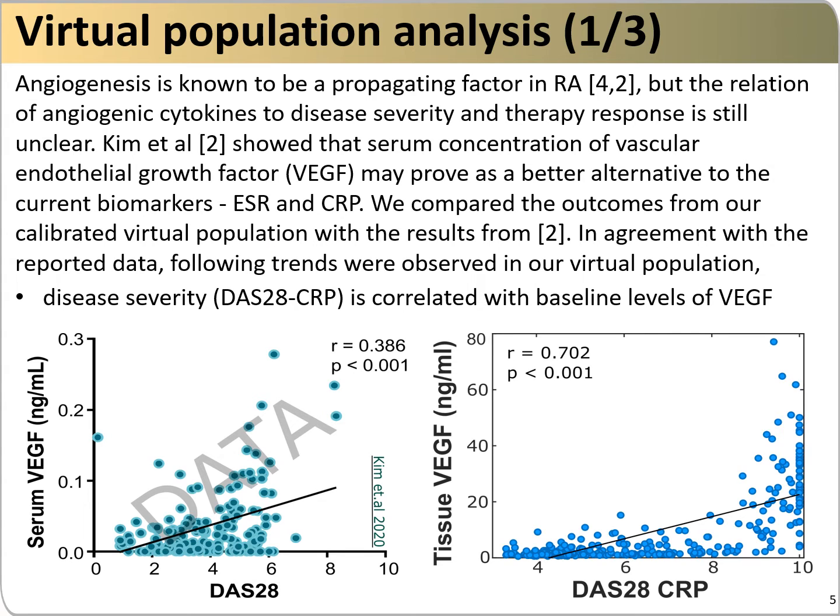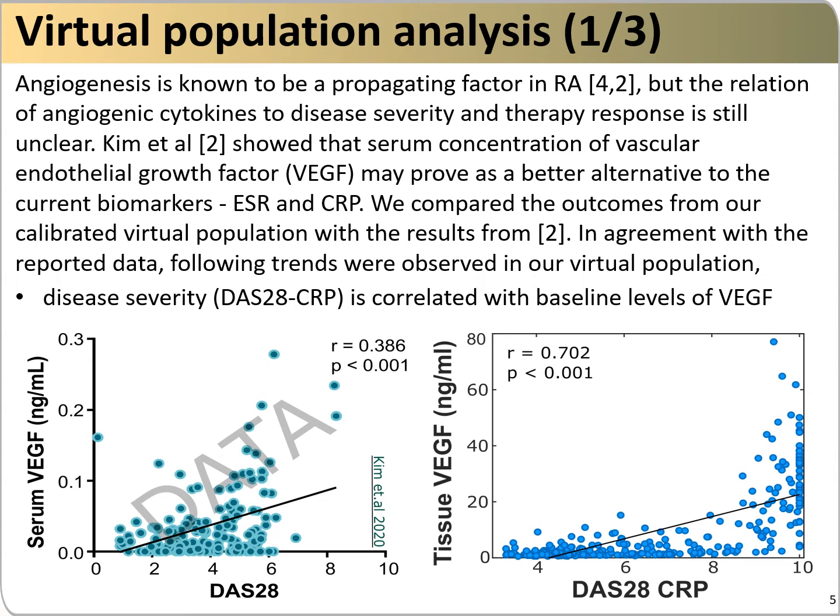Once such a virtual population is created, we can analyze model species to determine characteristics that distinguish responders from non-responders. For the analysis shown here, we refer to Kim et al., which postulated that the angiogenic cytokine vascular endothelial growth factor or VEGF could be an alternate biomarker for assessing disease severity and treatment response. Please note that we only intend to match the trends and not the actual values. This is because the model reports tissue concentrations and the data reports serum concentrations.